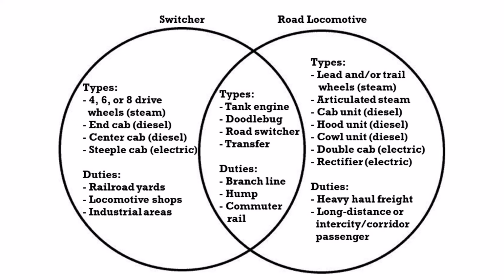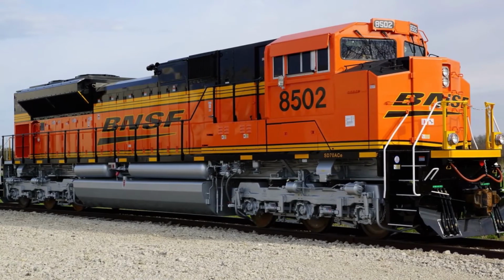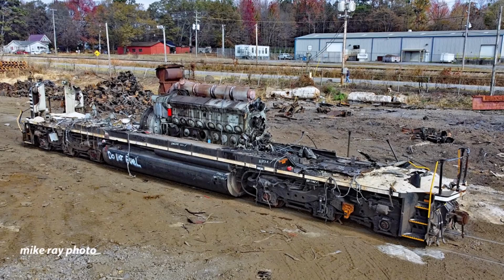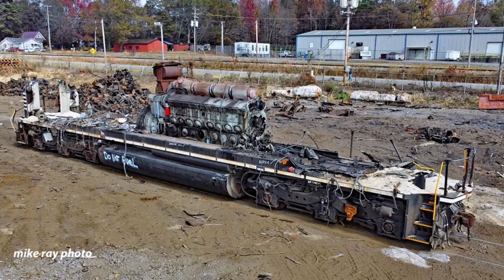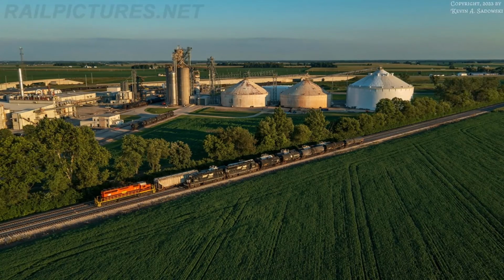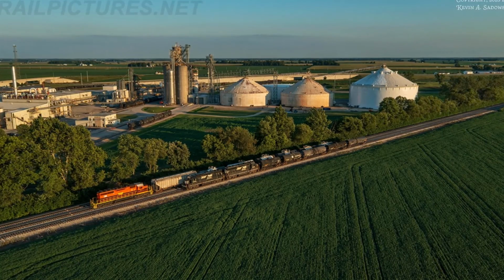Lastly, the medium-sized duties such as branch line, hump, and commuter rail are performed by the following types of locomotives: a steam tank engine, a gasoline or diesel-powered doodlebug, a light road switcher, and a transfer diesel. It should be noted that when a railroad purchases a new locomotive model, an existing model would naturally be out of service in several ways: either retired and sent for scrap, sold to a new user, or even demoted to smaller jobs such as local trains.